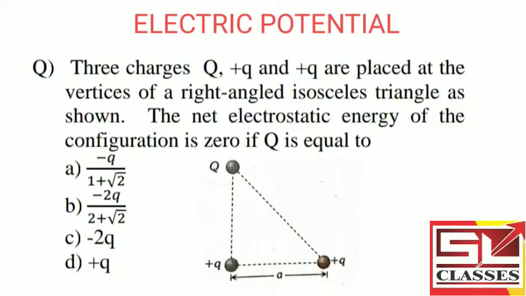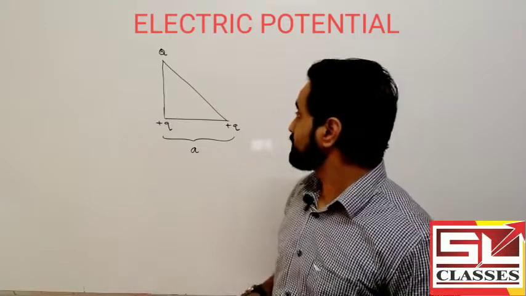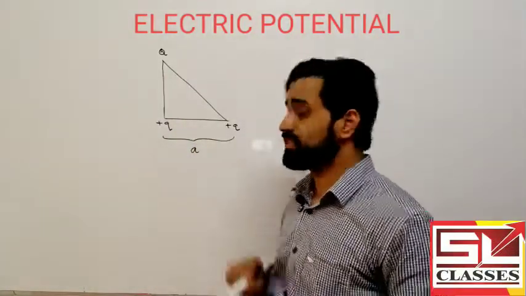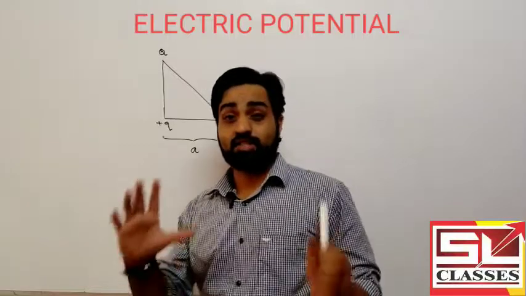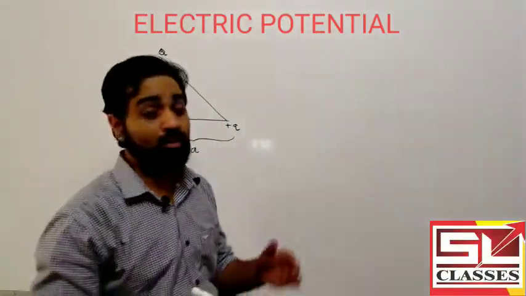Next question. 3 charges capital Q, plus small q and plus small q are placed at the vertices of a right-angled isosceles triangle as shown. The net electrostatic energy of the configuration is 0 if q is equal to, and different options are: minus Q by 1 plus root 2, minus 2Q by 2 plus root 2, minus 2Q, plus Q. Okay, in the next question, an arrangement is given with 3 charges, and given that potential energy of the system is 0, then we have to find the value of Q.